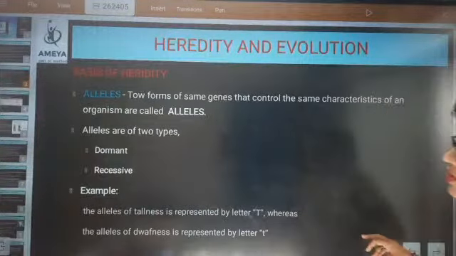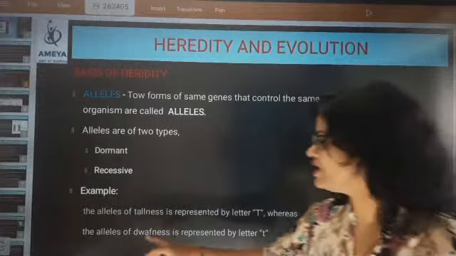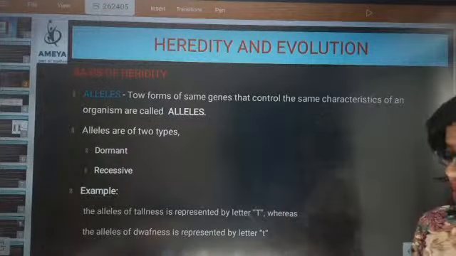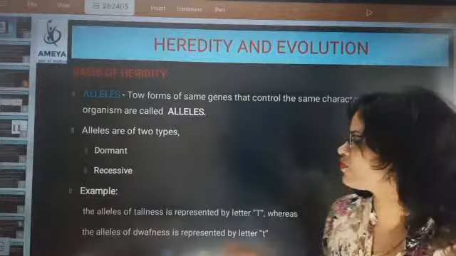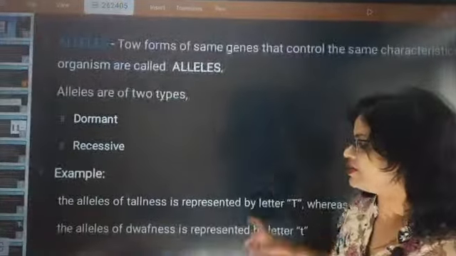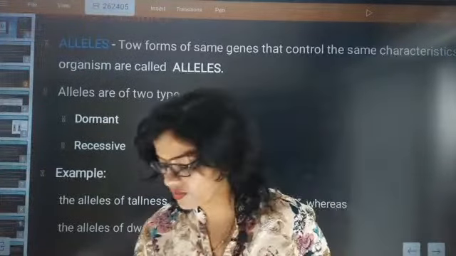So now beta, we are going to understand that the allele of tallness is represented by capital T and the allele of dwarfness is represented by small t. So that means two things are there. The alleles of tallness are represented by the letter T. That means two different alleles are there, one capital T, one small t.